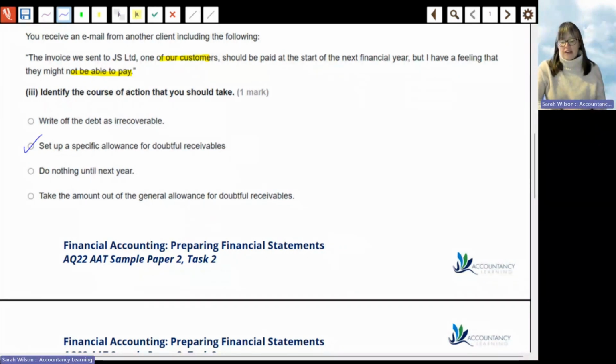The final two, do nothing until next year. We need to do it, and as we know about it in this financial year, we need to deal with it in this financial year. Or take the amount out of the general allowance for doubtful receivables. This needs to be a specific allowance put in.